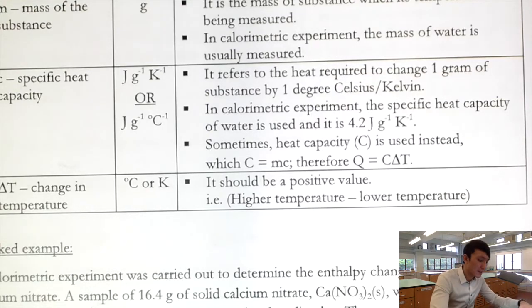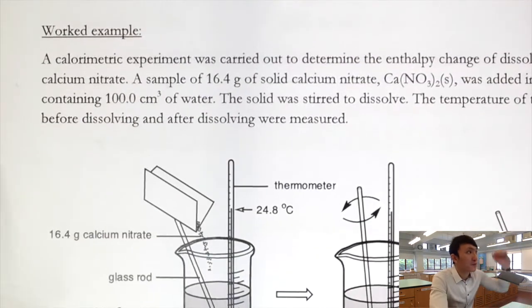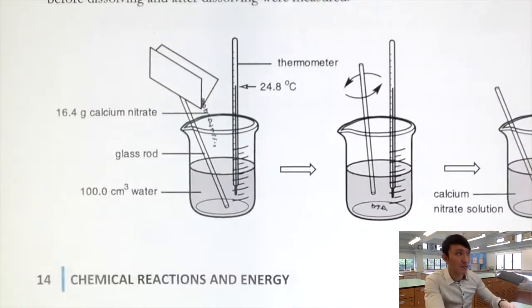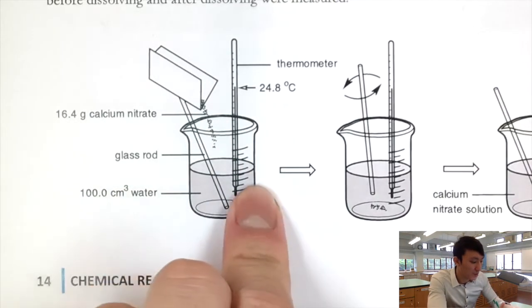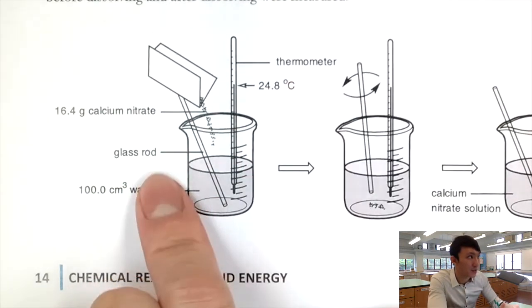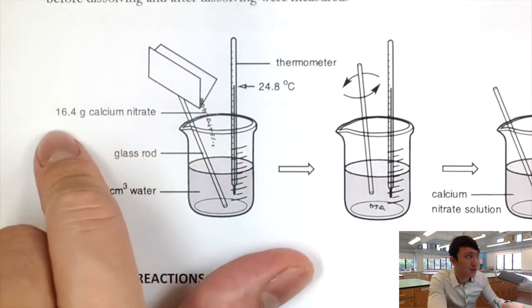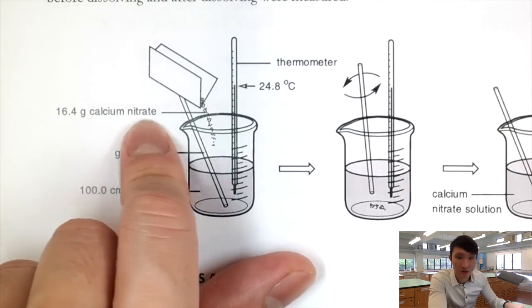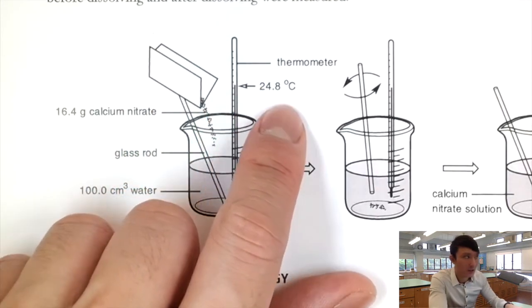Okay? Now, let's give you an example. Here, a very simple experiment. You can just look at the diagrams. We have 100 cm cube of water. To that, we have a thermometer and a stirring rod. And to the water, we will add 16.4 grams of calcium nitrate. And the water is initially 24.8 degrees Celsius.